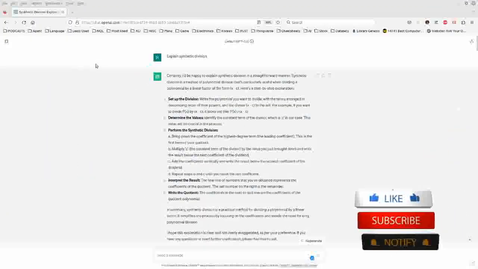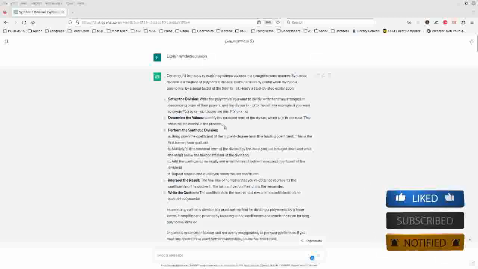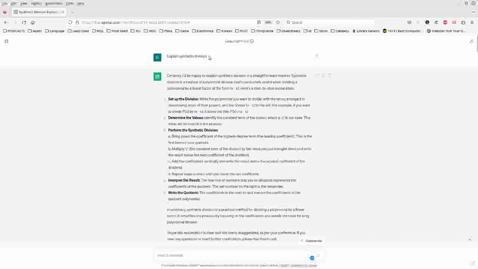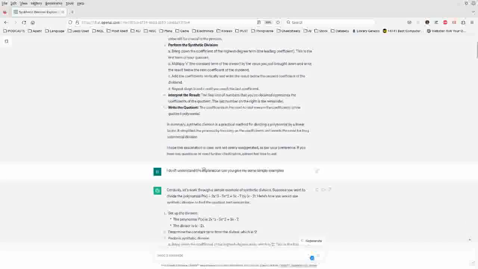So I can tell you now that it can't. Oh, well, it can, but it can't give you a very good example. So I went through this and I just asked it to explain synthetic division. And it started to go through it. It did tell me, but I didn't understand the explanations that it was giving me.